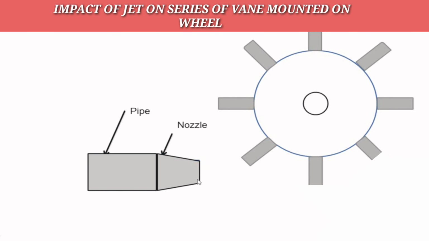Hello everyone. Till here we have discussed the impact of jet on stationary or moving single vane, which are either vertical, inclined or curved. Single plate concept is just theoretical, which is basics for series of plate mounted on wheel. Practically, the concept of series of plate mounted on wheel is implemented in turbines and pumps. So in this video, let us study the impact of jet on series of plate mounted on periphery of wheel.